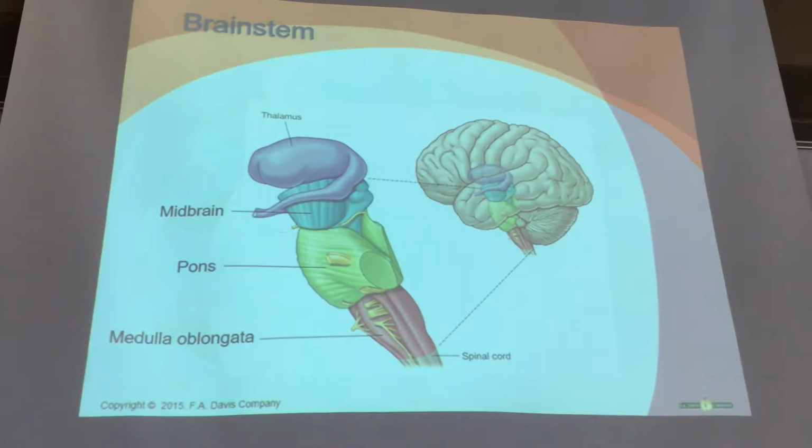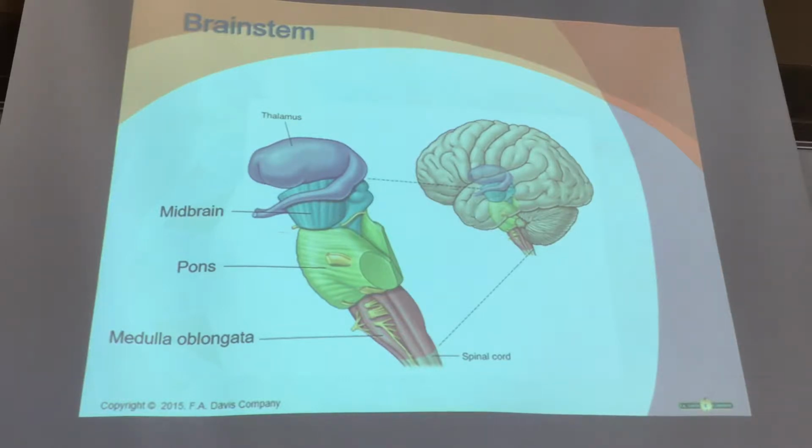So the thalamus sits right on top of the midbrain. It's not part of the brain stem, but it's actually a part of a division that we'll talk about next, called the diencephalon. And so this is just a reference for where the brain stem might be in relation to other parts of the brain.